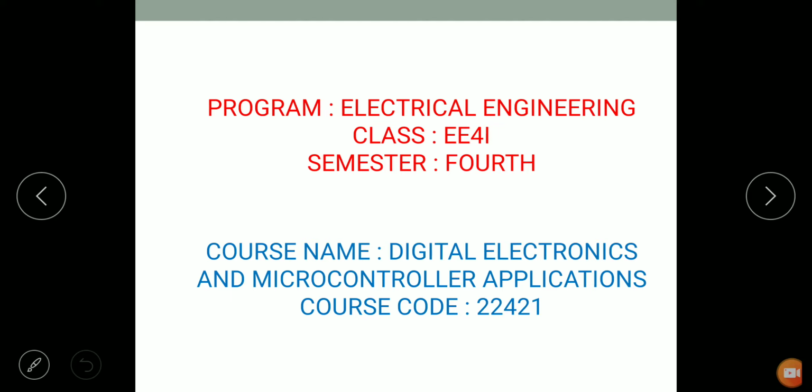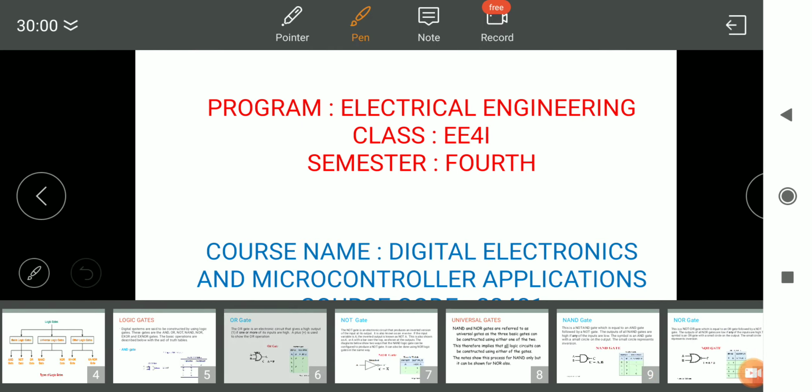In a previous video, we saw how we can construct the basic gates using the NOR and NAND gates and some problems based on that. Now we will go for the characteristics of logic families. What are the logic families present in digital electronics, how they are classified, and what are the characteristics of logic families. So let's see.